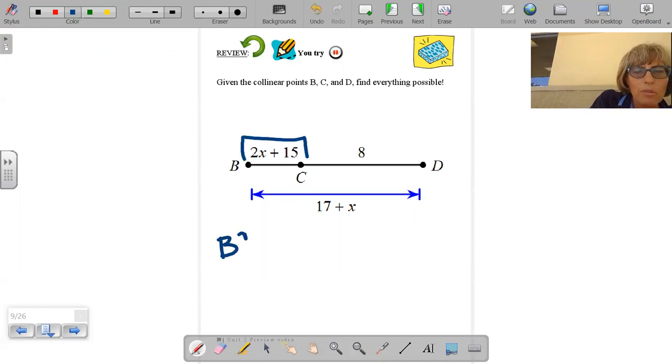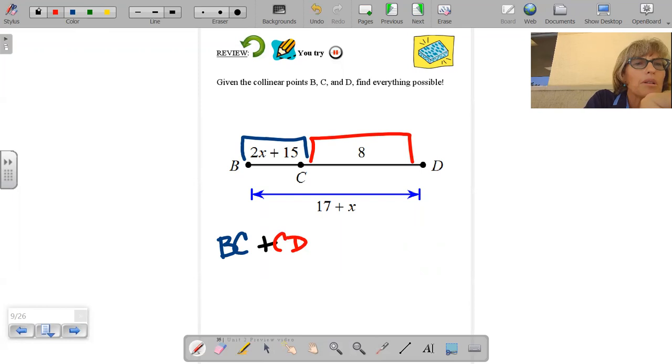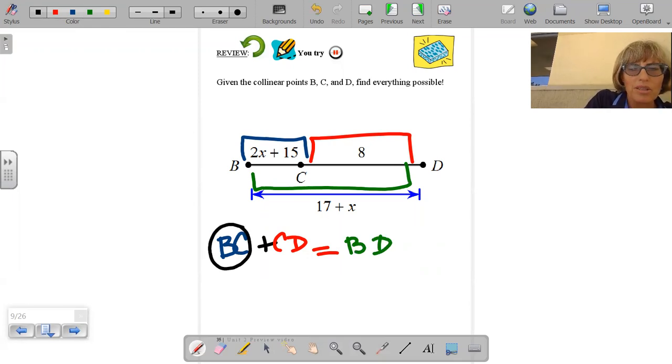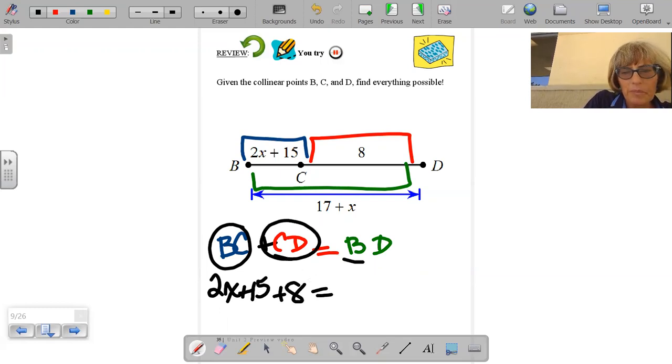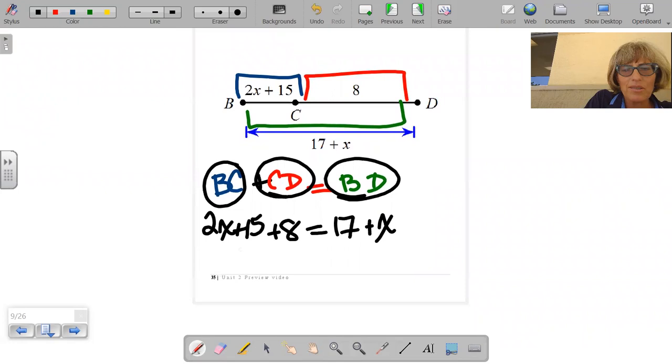We know that segment BC plus segment CD equals BD. There's your equation. Then you circle, plug, chug: BC, CD, BD. Solve for X.